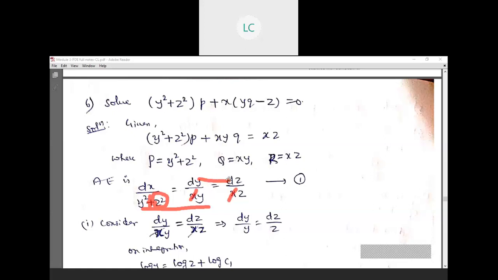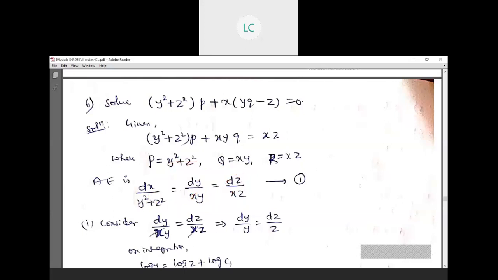Then we need one more pair, right? But we can't pair the third and first one also. That's why we can get only one pair. To find the next case, there we should use the property only. Now by using this pair, we can find out u. To find out v, we should go for the property only.